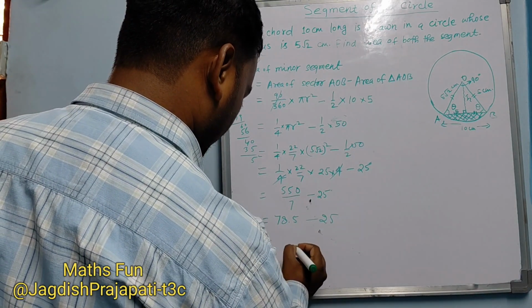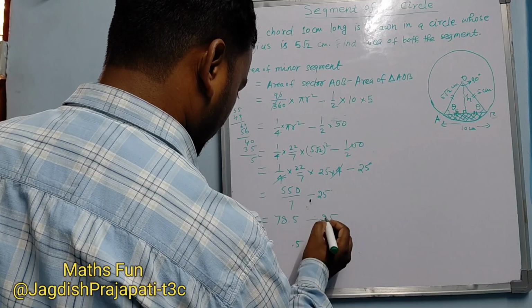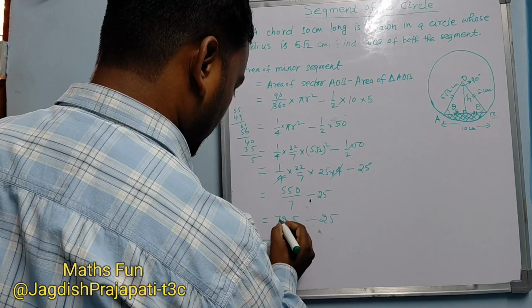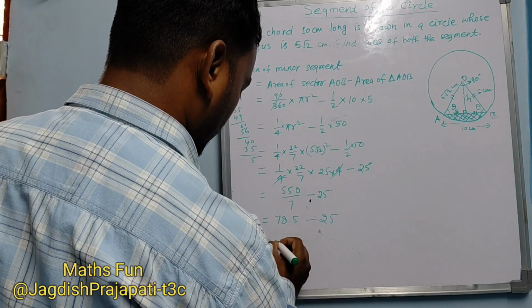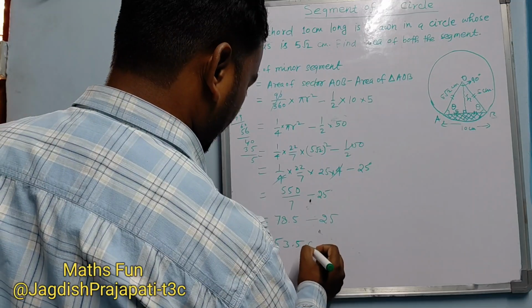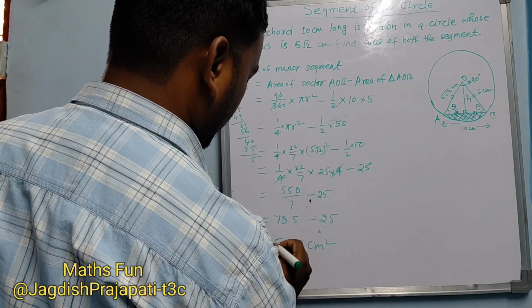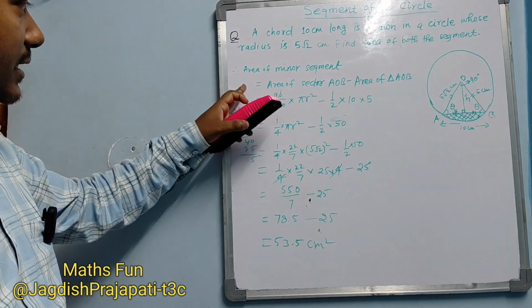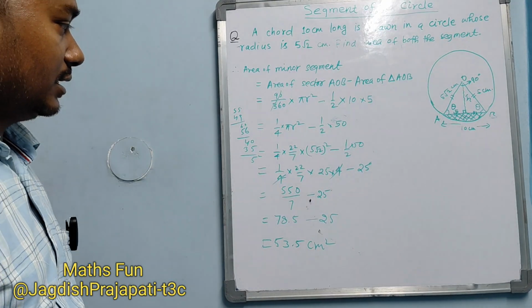So now 53.7 minus 25 square centimeter. So this is the area of the minor segment.